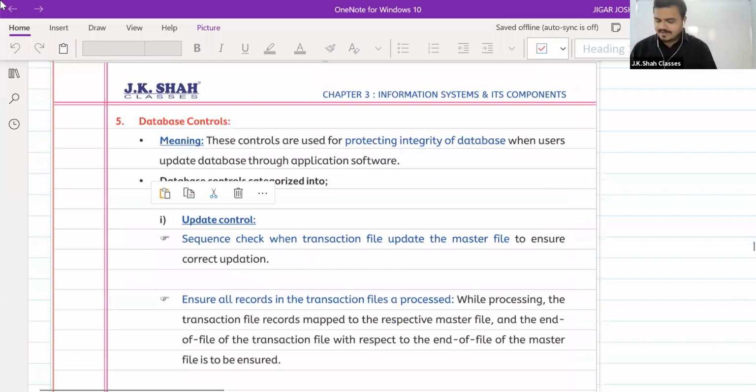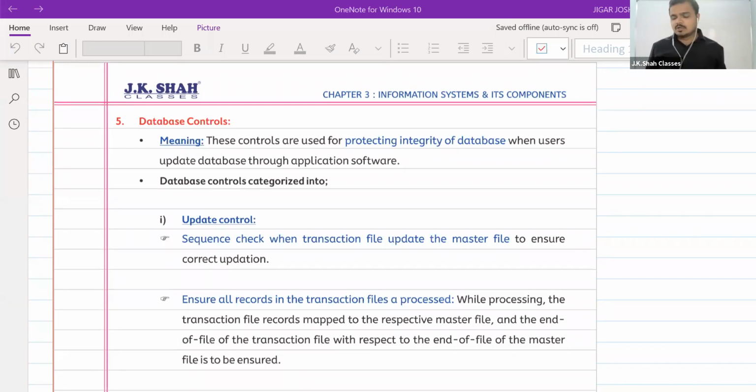The very interesting and very important topic we did in the last class was application control. The first thing about application control was the boundary controls. Boundary controls refer to all those controls by which overall control to the applications could be provided.